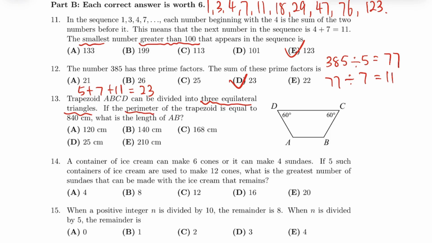If the perimeter of the trapezoid is equal to 840, what is the length of AB? Okay, so for this one, first we divide the trapezoid into 3 equilateral triangles. We find the midpoint of CD and call it E. Then we connect AE and BE, which gives us 3 equilateral triangles. Equilateral triangles have the same side length, right? So we can set AB as X. So AD is also X, DE is X, CE is X, CB is X.